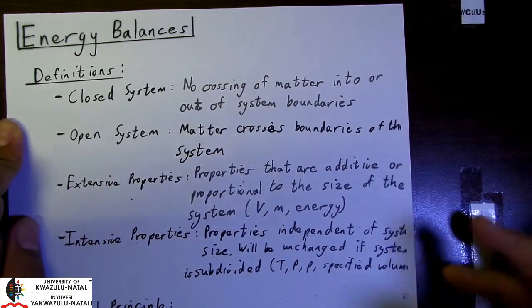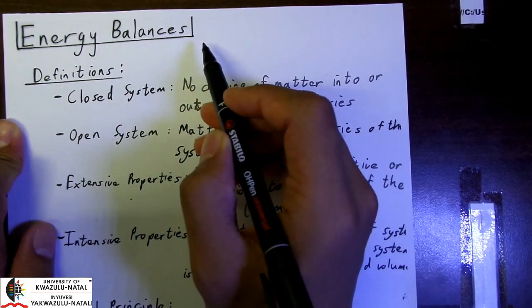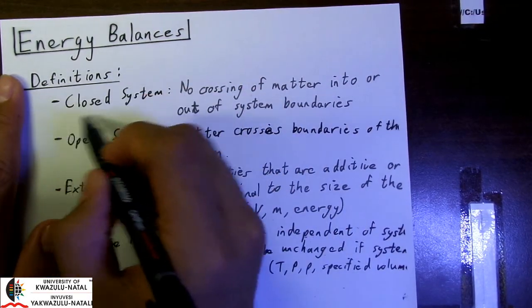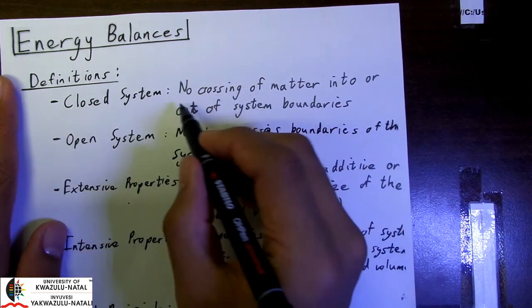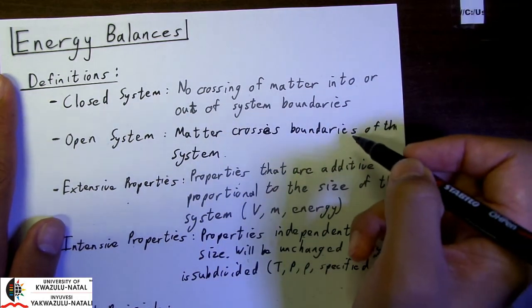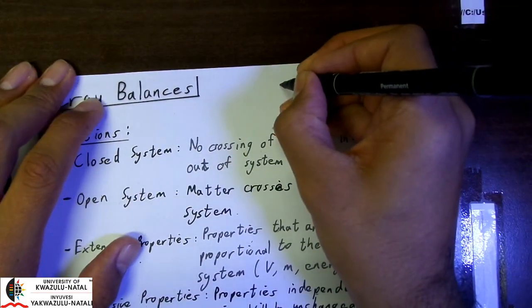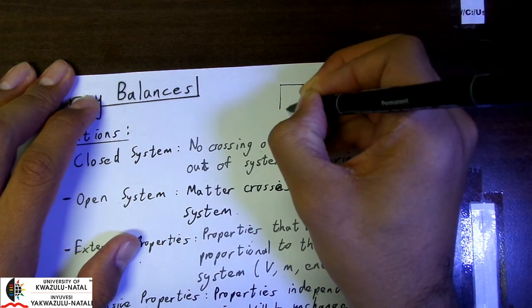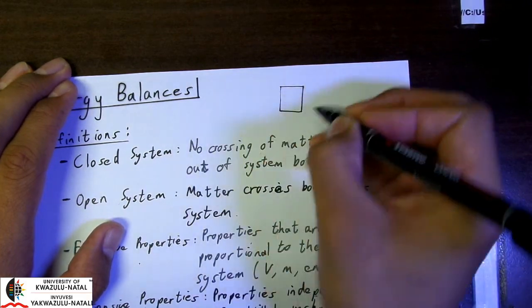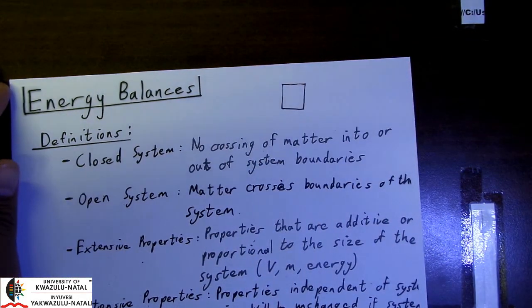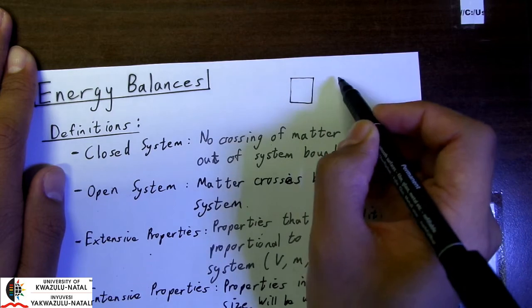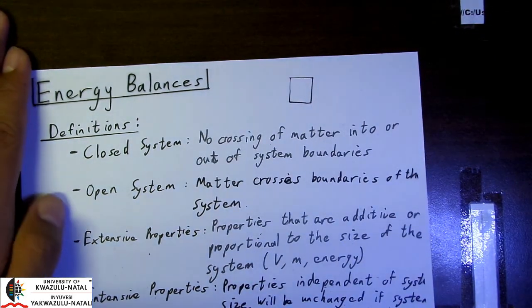Okay, so let's recap some definitions regarding energy balances. Firstly, if we look at our system, a closed system is defined as such when there is no crossing of matter into or out of the system boundaries. So if we have a system containing any kind of process, let's say within this box, if there are no flows of matter into the system or out of the system, then it's a closed system. And of course, if there is matter crossing into and out of the boundaries of the system, then the system is an open system.